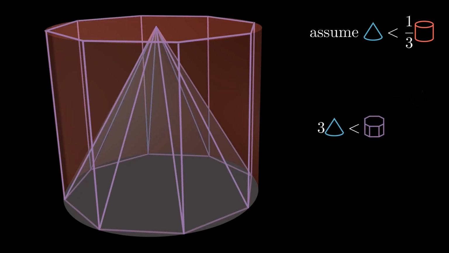But by proposition 12.7, the octagon prism is triple its octagonal pyramid, so that the octagonal pyramid is also bigger than 3 times the cone. But the octagonal pyramid is inside the cone, so there's our contradiction. Thus the cone is not less than a third of the cylinder.